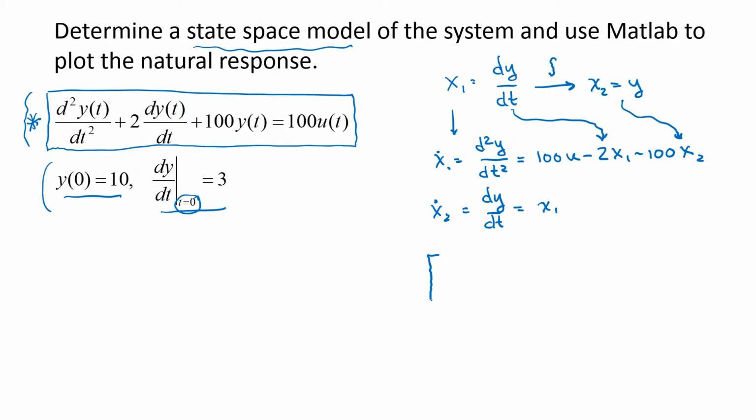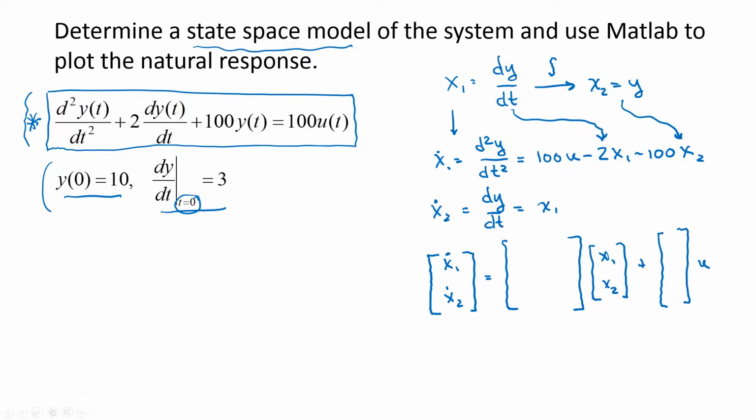So if I write my state equations, x1 dot, x2 dot in matrix form, that's my A matrix times x1 and x2 plus a B vector times u. My first equation, x1 dot, is 100 times u minus 2 times x1 minus 100 times x2. x2 dot is just 1 times x1, nothing times x2, and nothing times u. So this is A, and this is B.